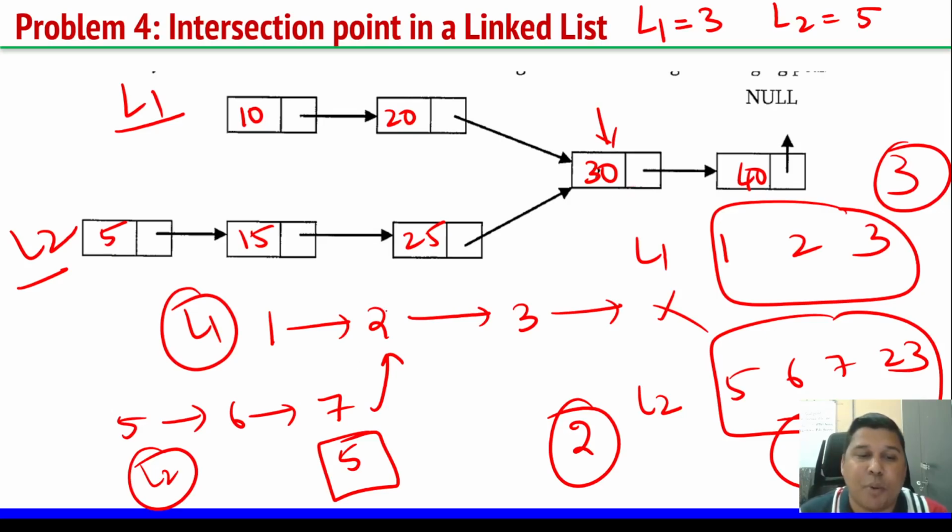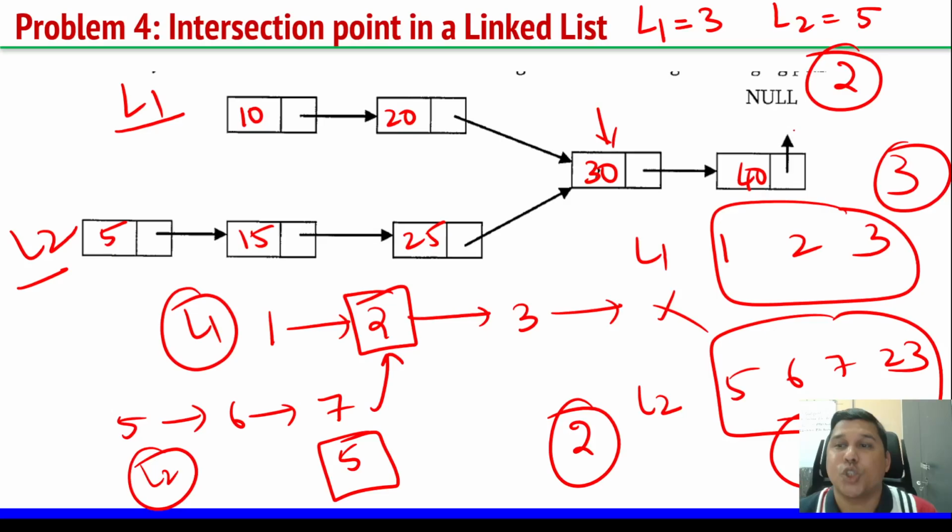Where is the merging point? Merging point is here. Find out the offset difference. Find out the offset difference means generally you find out the numerical difference here, that is 2. Okay, that is 2, right.